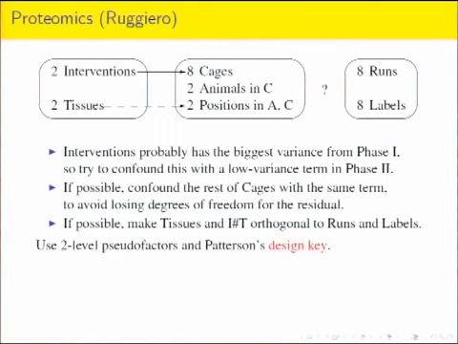We express everything in terms of 2-level factors or pseudo-factors. So this is easy. I and T both have 2 levels. 8 cages, so we have 3 2-level pseudo-factors, C1, C2, C3. Another pseudo-factor for animals in cages, another for positions in that. 8 runs, 8 labels, we deal with them just as we did with cages. So now how do we go about it? The design key says we have to choose aliasing between there, and then between there and there to achieve what we want.